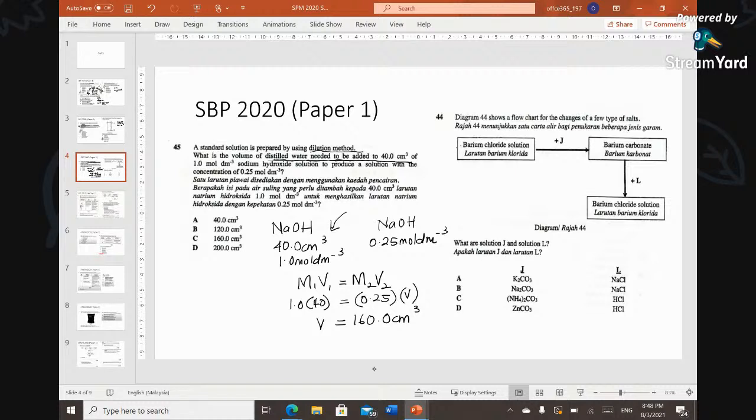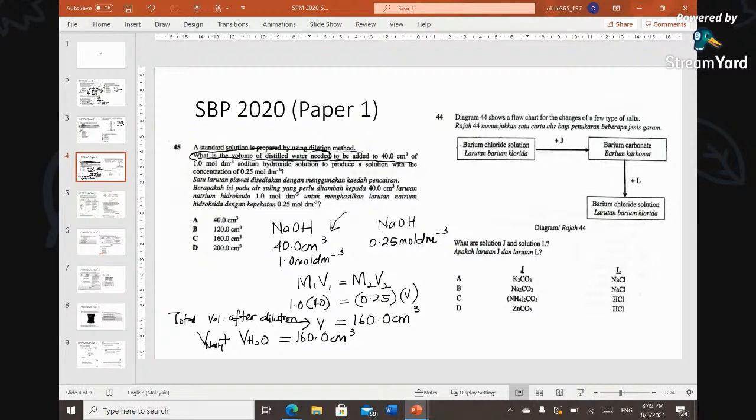So what is this 160 centimeter cube? This is the total volume after dilution. What is the question that they ask? What is the volume of distilled water needed? That means over here you have your initial volume plus the volume of distilled water. Volume of initial NaOH plus volume of water, total is 160 centimeter cube.